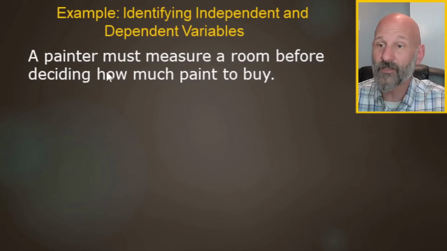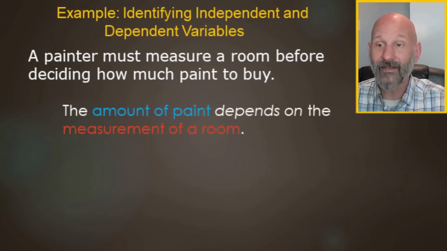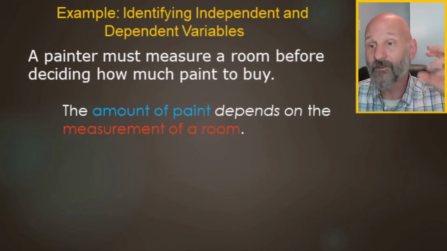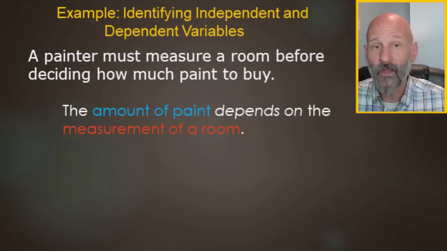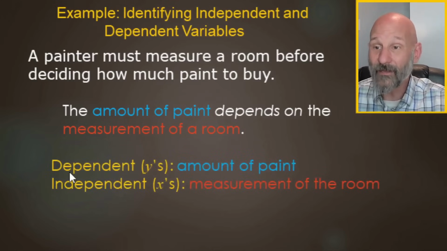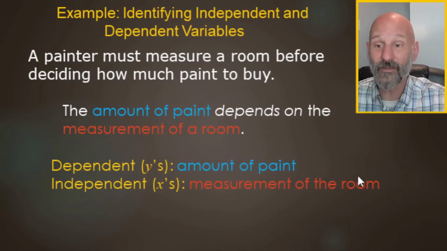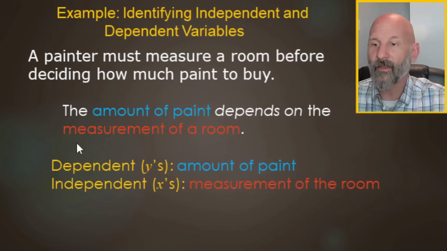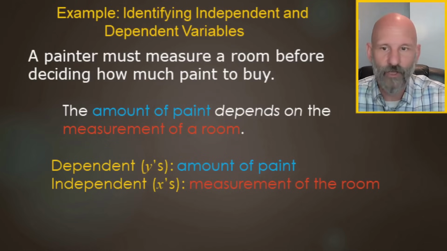So here we go. A painter must measure a room before deciding how much paint to buy. So we're going to decide which one is the independent variable and which one is dependent. So the amount of paint depends on how big the room is. When you use the words depends on, you're talking about the dependent variable. So in this case, the dependent variable, the amount of paint, depends on how big the room is. So your independent variable is going to be how big the room is, like square feet, and then the dependent will be how much paint you're going to buy, how many gallons.